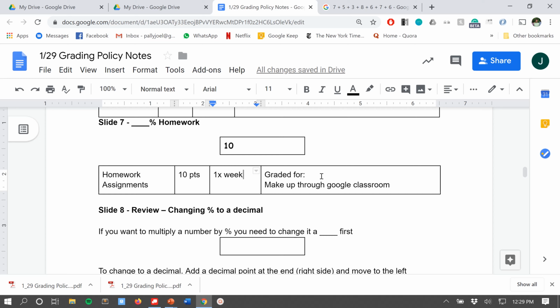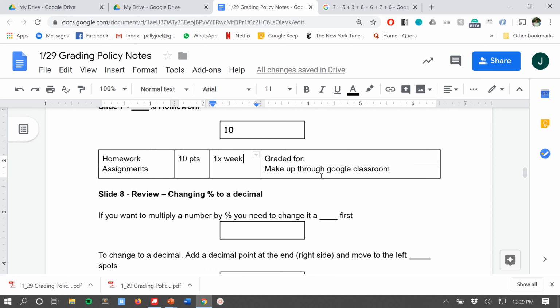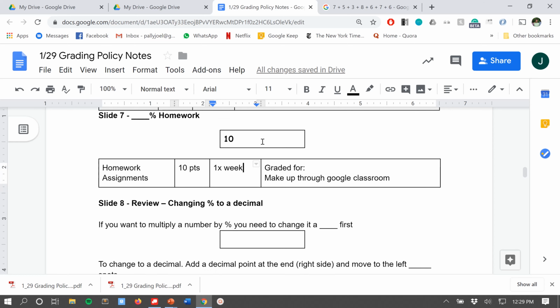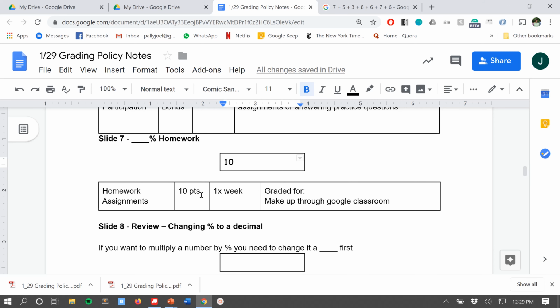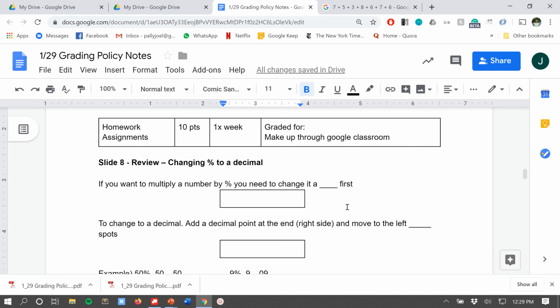If you missed me handing out the homework assignment, you can always find it in Google Classroom. And additionally, we usually have time in class. As long as you're good about getting your work done, there will be time during the week to make sure you get your homework assignment done. So if you're diligent, you're paying attention, you'll rarely have to take your homework home. So we got 10 points once a week.